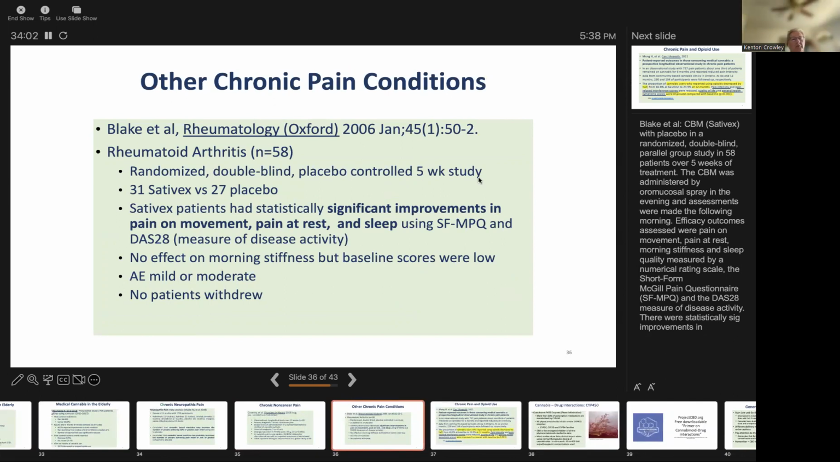In a group of rheumatoid arthritis patients, they did a randomized, double-blind, placebo-controlled 5-week study using Sativex, the 1-to-1 oral mucosal spray produced by GW Pharma, and showed a significant improvement in pain on movement, pain at rest, and sleep using those measures. There was no effect on morning stiffness, but baseline scores were low. Adverse events were mild or moderate, and no patients withdrew.